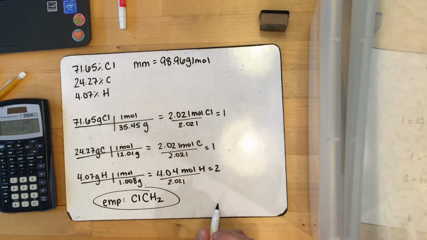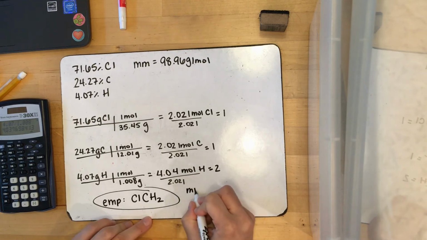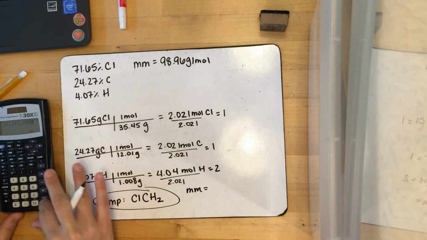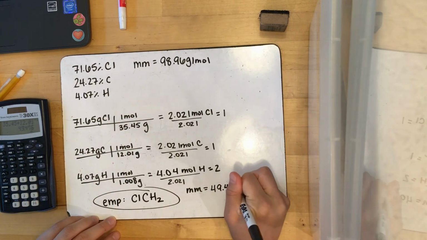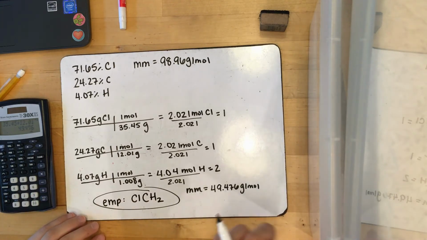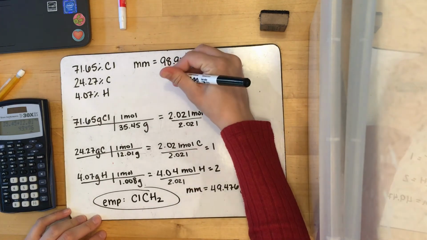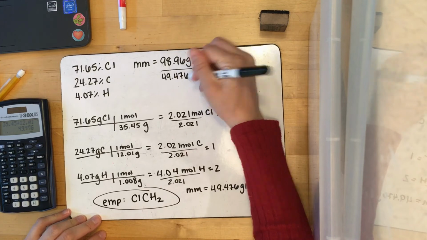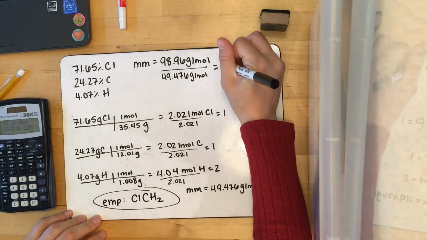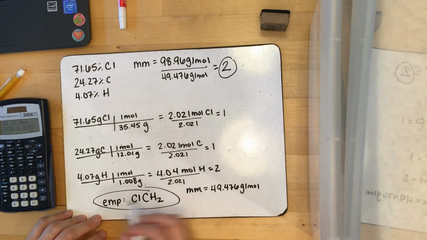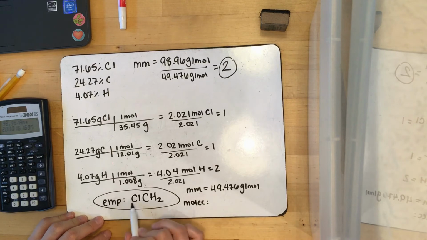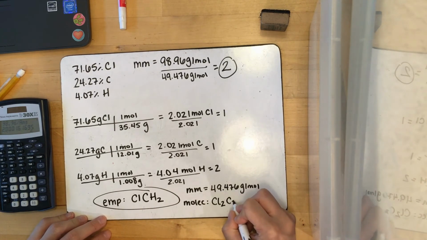Now, in order to find the molecular formula, we need to find the molar mass of this empirical formula. So we add those up using the new subscripts we just found, and we get 49.476 grams per mole. So in order to find the molecular formula, we're going to divide the molar mass we were given in the question by the one we just found to find that ratio between the empirical and the molecular formula. And we round that to a whole number as well. We get 2. So what that means is we're going to take this empirical formula and multiply it by 2 to get our molecular formula. So we multiply all of our subscripts, so we'd have Cl2, C2, H4.